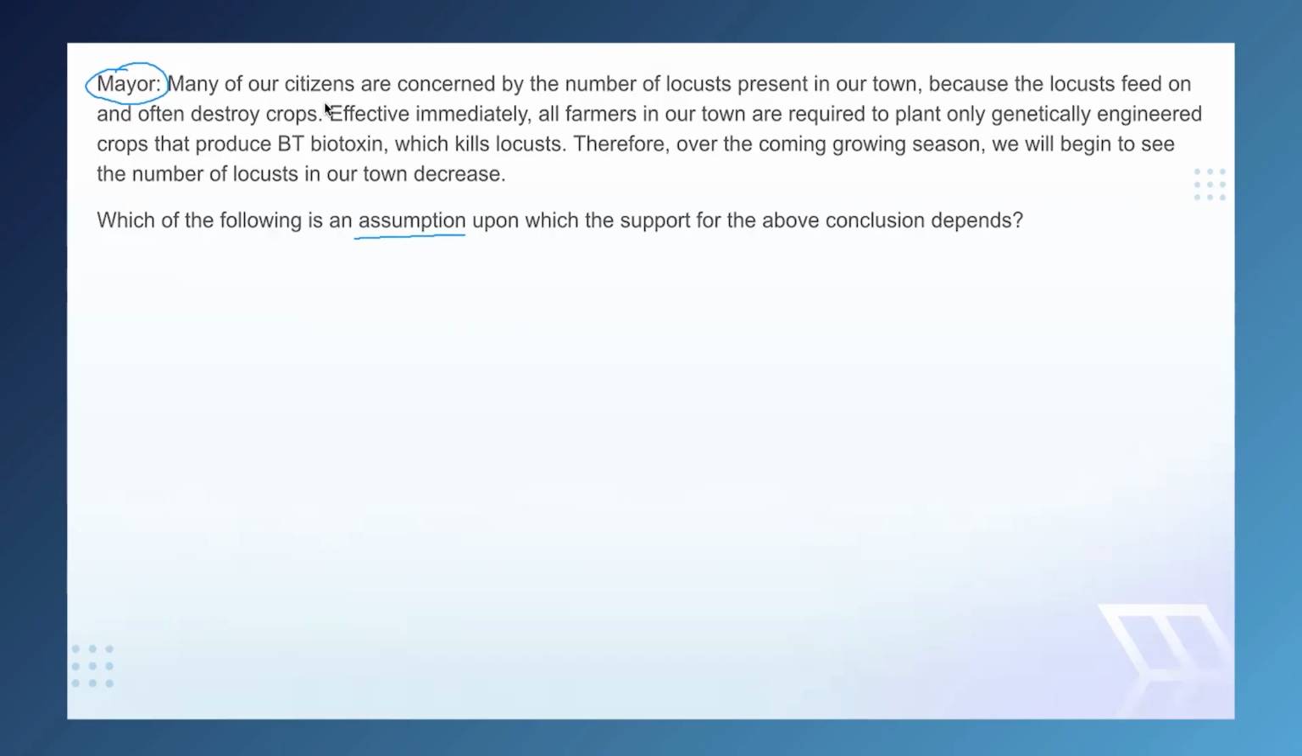That's our problem. That is a premise. Effective immediately, all farmers in our town are required to plant only genetically engineered crops that produce Bt biotoxin, which kills locusts. Okay, that is our plan. Also a premise. Therefore, oh nice, we've got that classic conclusion transition word again. Therefore, over the coming growing season, we will begin to see the number of locusts in our town decrease. That is our conclusion. That is the idea that the plan is going to succeed in achieving its goal.